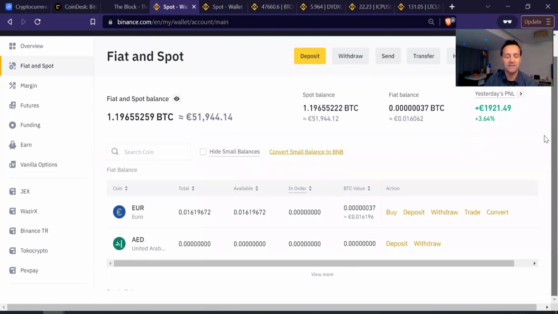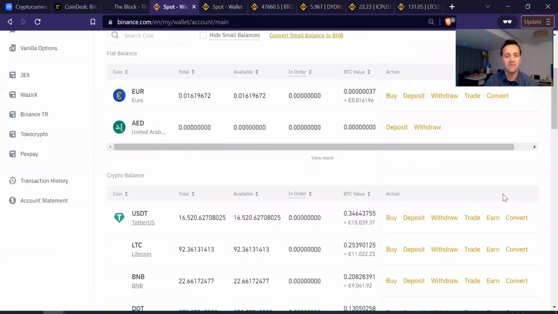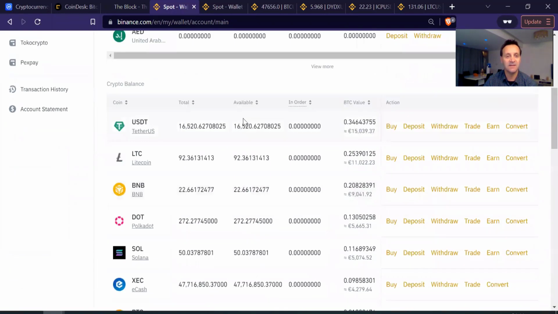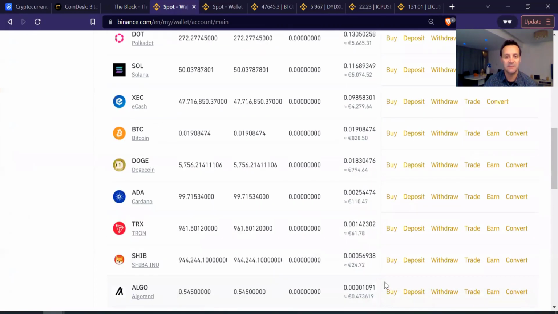So this is a small example, this is my Binance. As you can see, it has some coins here. Euro, what is this? Nothing. USDT, Litecoin, Binance, DOT, Solana, different coins, okay?